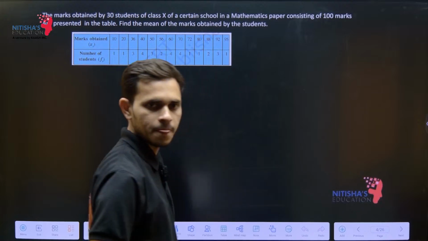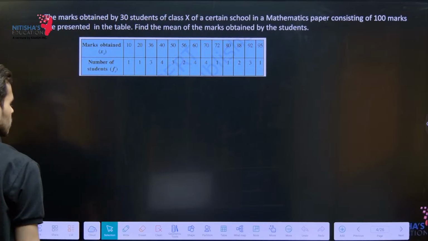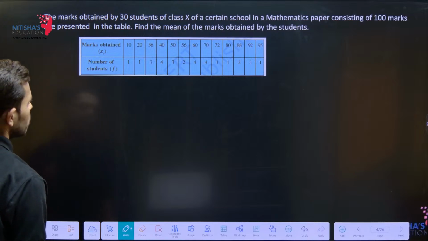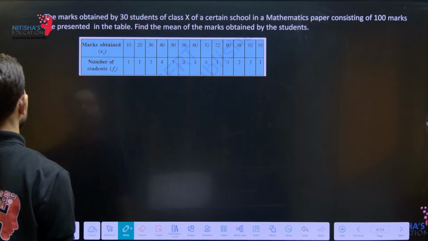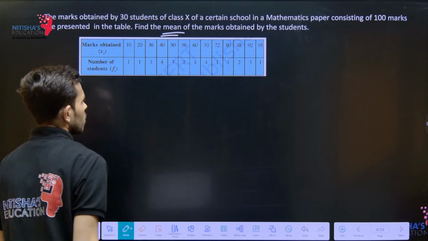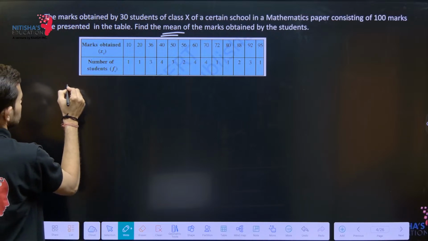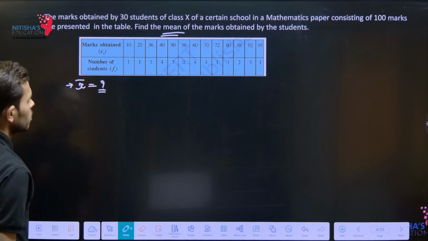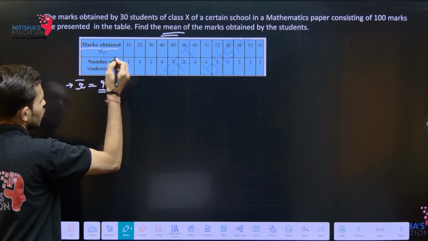Let's take one example. The question is that the marks obtained by 30 students of class 10 of a certain school in a mathematics paper consisting of 100 marks are presented in the table. Find the mean of the marks obtained by the students. We have to find mean, which means x bar, right? Now we have marks obtained. So let's plot the table for this observation.